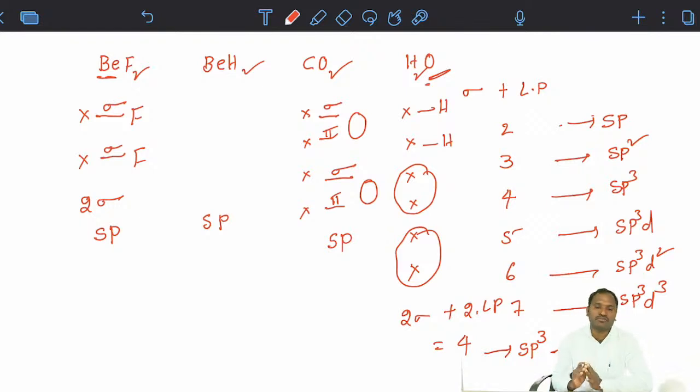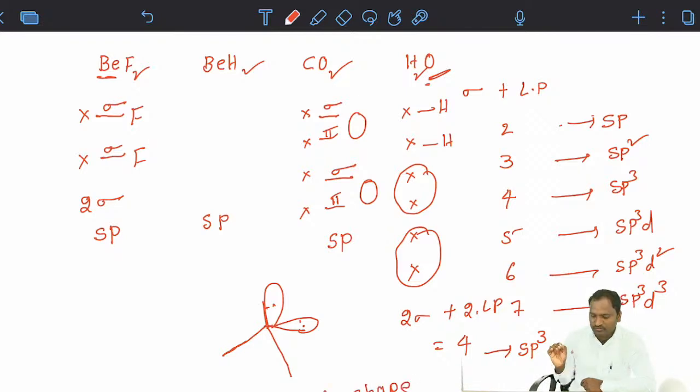According to VSEPR theory, the presence of lone pairs of electrons distorts the geometry of the molecule. So the sp3 hybridized molecule, which would be tetrahedral, becomes V-shaped or angular because of 2 lone pairs. They asked which is not linear. This is not linear, so H2O is the correct answer. Hope you understood how to find hybridization.